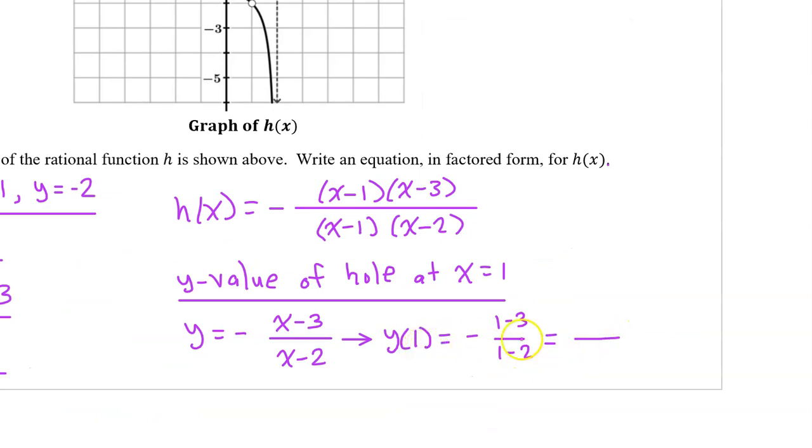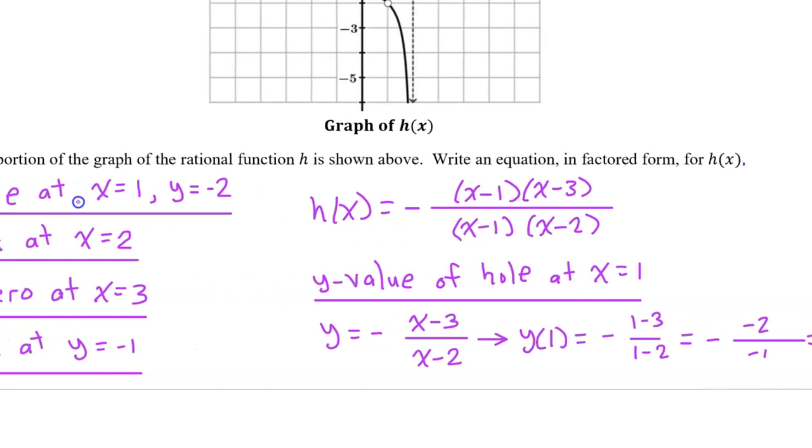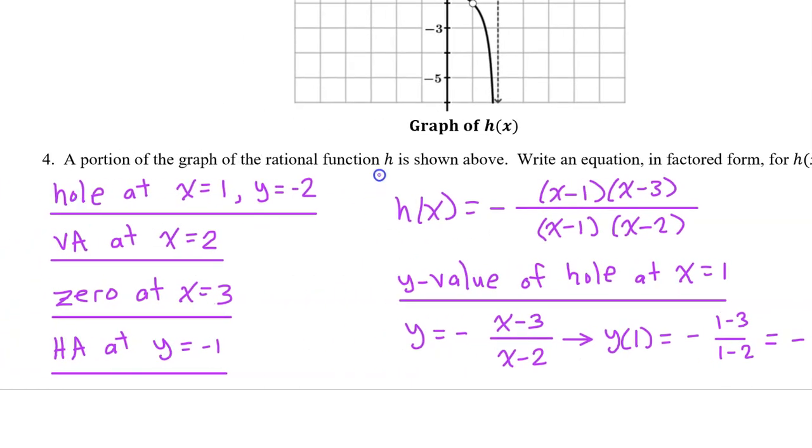h of 1 would be negative (1 minus 3) over (1 minus 2). So that is negative 2 over negative 1. Negative 2 over negative 1 is positive 2, and the negative in front makes it a negative 2. So we are getting a y value of negative 2 for the hole, and everything matches up. So this is a great equation for h of x.